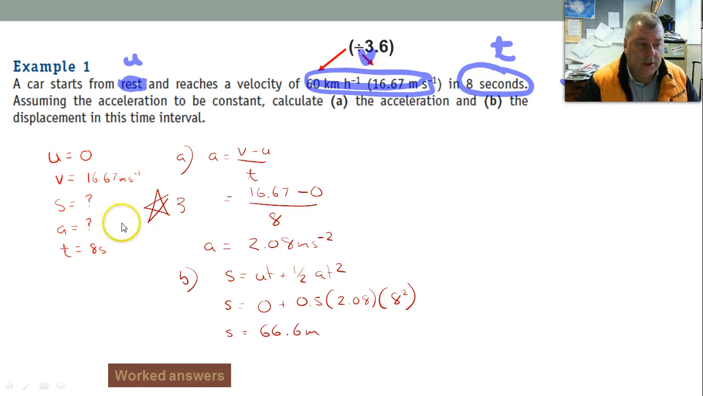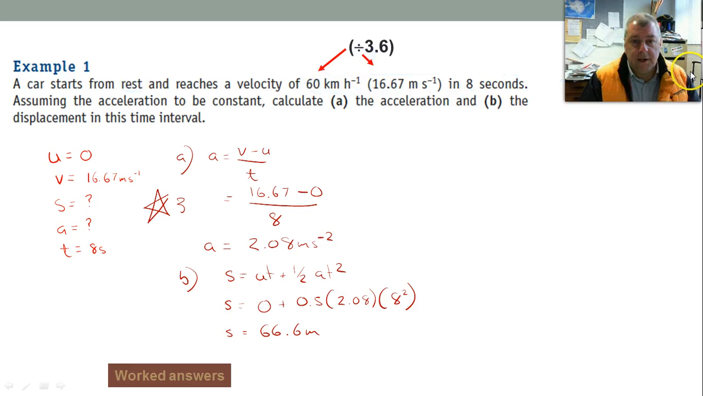So here's the working already done for me. So I've recognized in the question that we've got u is 0, it's at rest, v is 16.67 meters per second, s is unknown, a is unknown, and t is 8 seconds. And I like to write my unknowns down here, get into the habit of this, and then I'm assigning numbers to letters, and make sure you write the units, because it's good practice, and that way you can start spotting things that you're given if you can memorize the units.